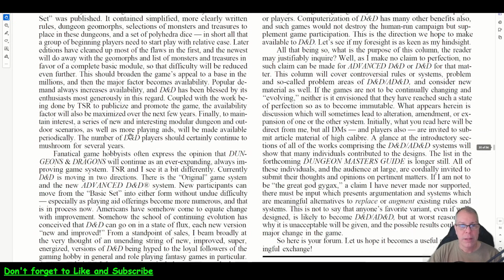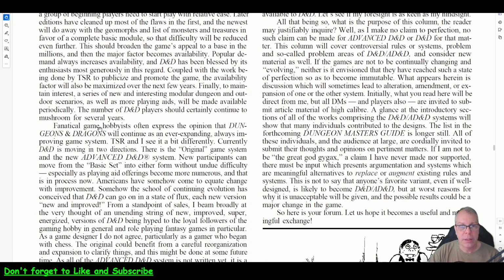But then fanatical game hobbyists often express the opinion that Dungeons and Dragons will continue as an ever-expanding, always improving game system. TSR and I see it a bit differently. Currently, D&D is moving in 2 directions. There is the original game system and the new Advanced D&D system. And he's got a trademark on there, and he's trying to distinguish between the original and the advanced system.